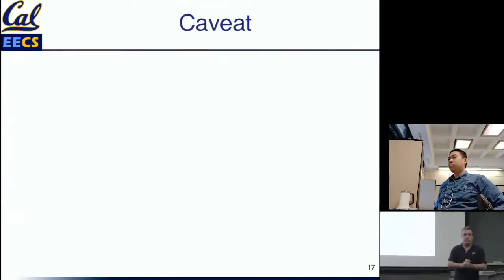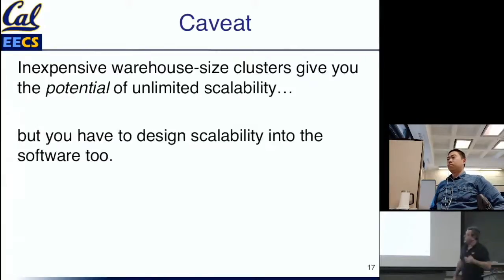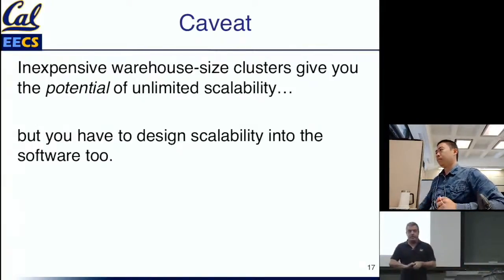Okay? So we love the cloud. We love software as a service. We're going to use it. It all sounds great on paper. Inexpensive warehouse-sized clusters. They cost roughly nothing per hour. The potential for unlimited scalability. But you have to design scalability into the software too.